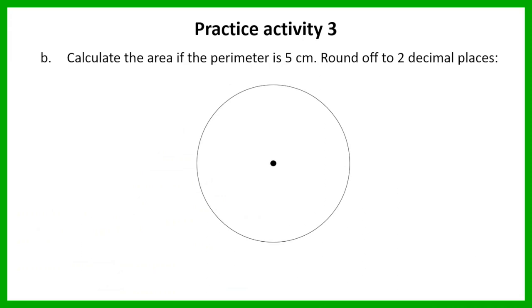You have been told that the perimeter of the circle is 5 centimeters, and you need to work out the area of the circle. You need to round off your final answer to 2 decimal places. Now be careful. Remember, you are not allowed to round off until you get to your final answer. So keep anything in between in terms of pi or whatever, so that you don't end up rounding off until your final answer. Okay, so I'm going to give you 2 minutes to try this question, and then we'll go through it.